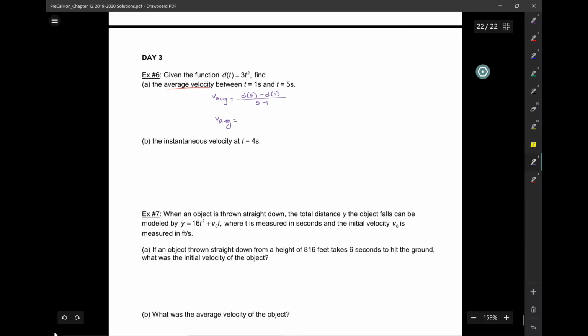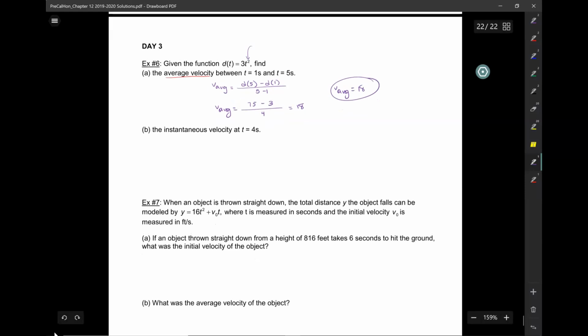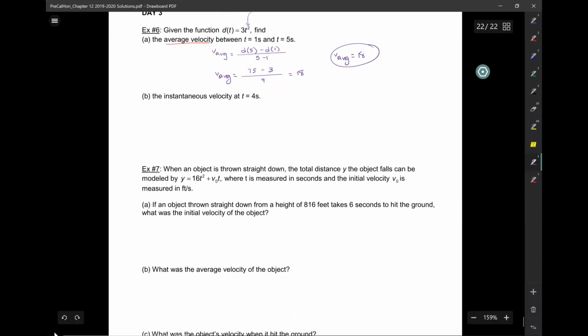So v average, when I take 5 and plug it in there, it's 3 times 5 squared, which is 75, minus 3 all over 4. So v average is equal to 18. Because we're not given units for the position, it's good enough to just say v average equals 18. And then it says, find the instantaneous velocity at t equals 4 seconds.